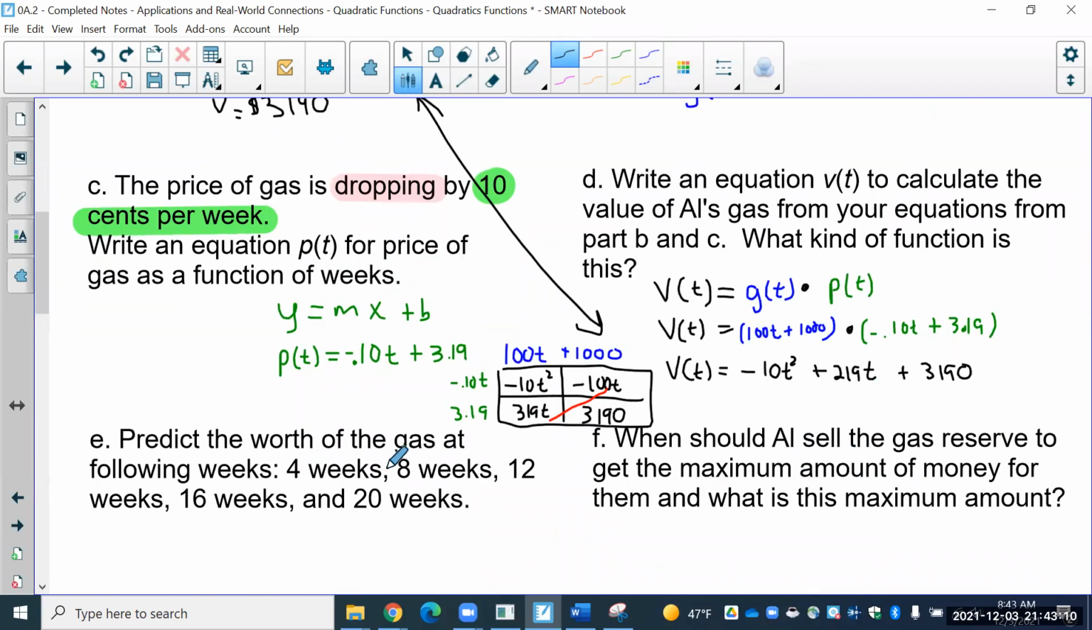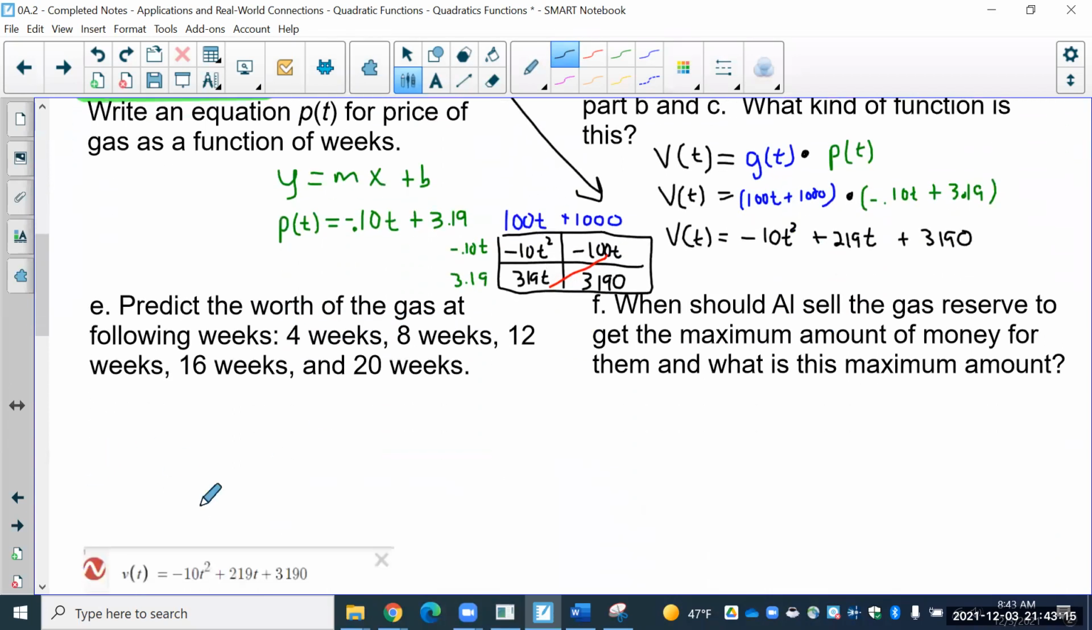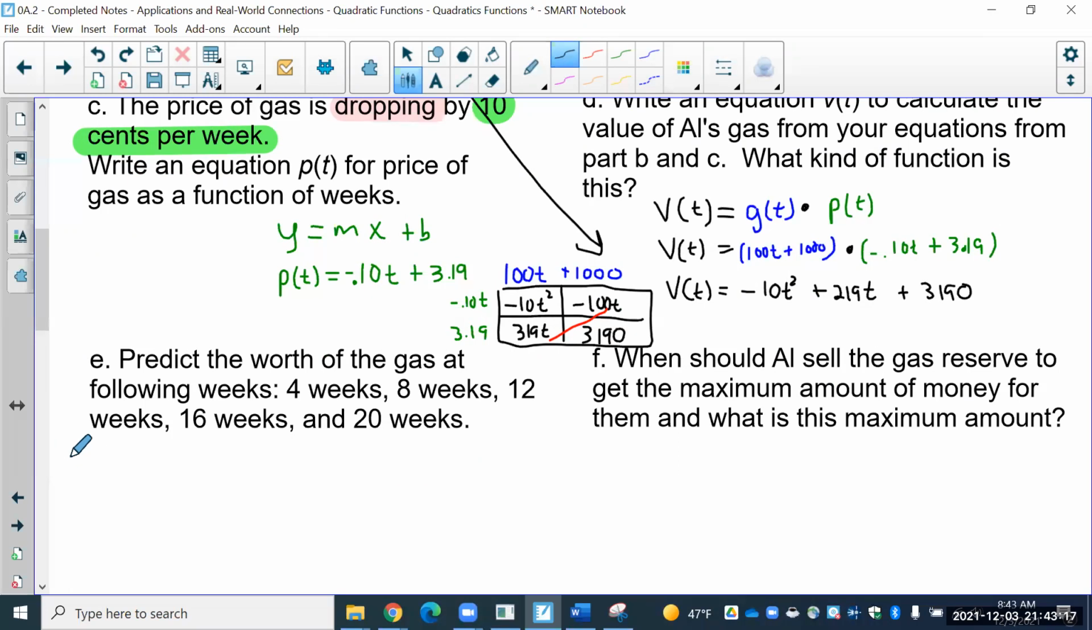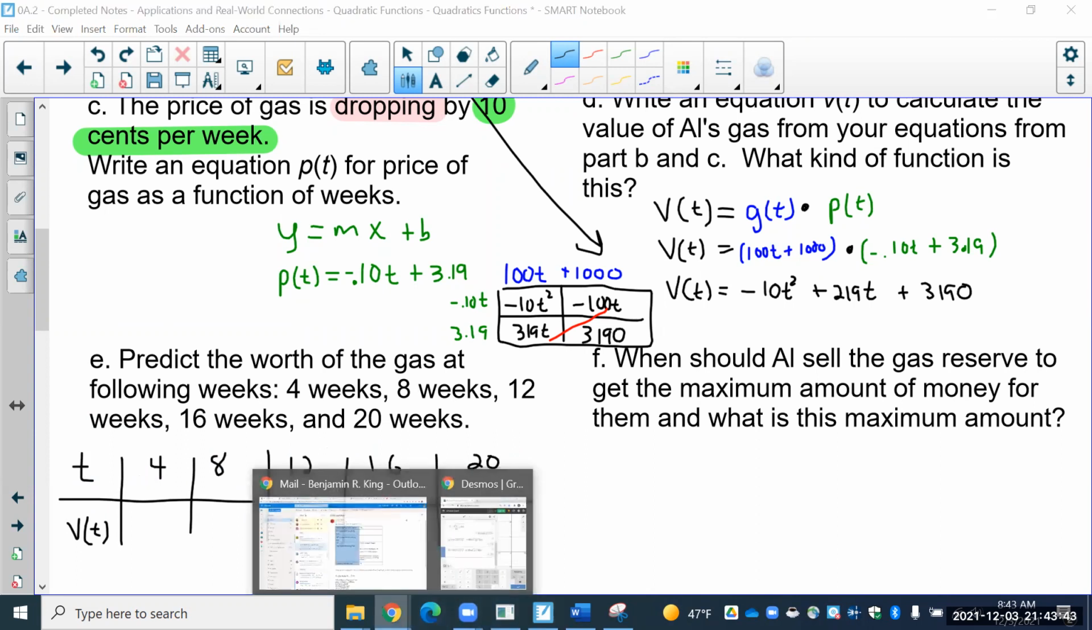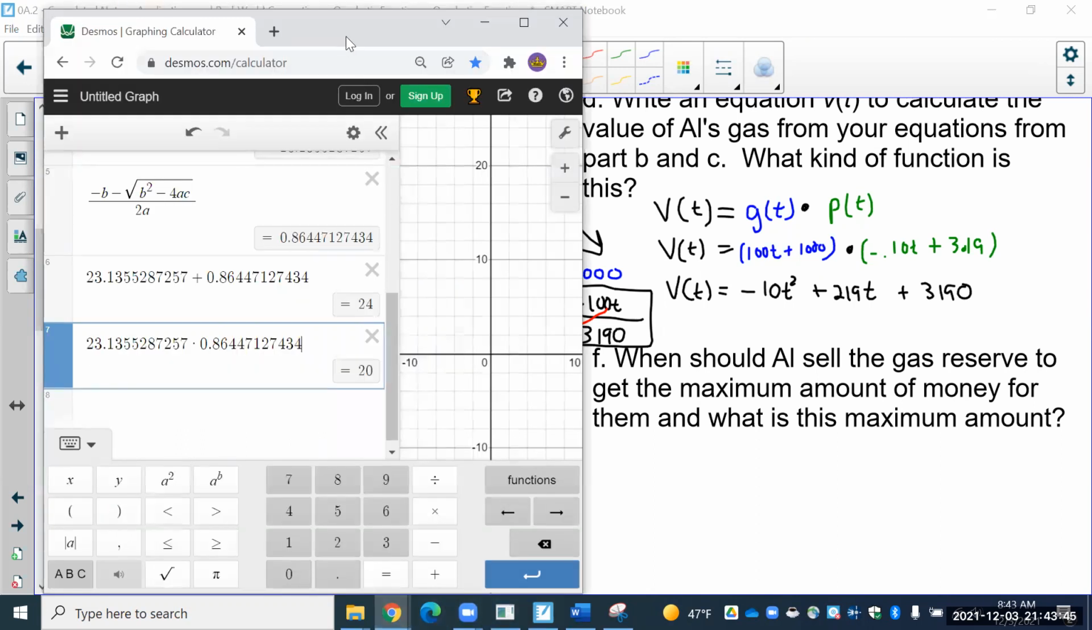And I threw in another thing to show you how Desmos does things to predict the worth of gas at several weeks. The best way to organize a problem like this is to actually make a chart where you have t, the input value of 4, 8, 12, 16, and 20. And then you have the output value v of t, and you just organize this in a chart. It's just a whole lot easier way to organize the information rather than saying, blah, this is that, that's that.